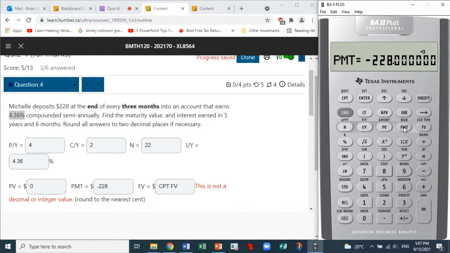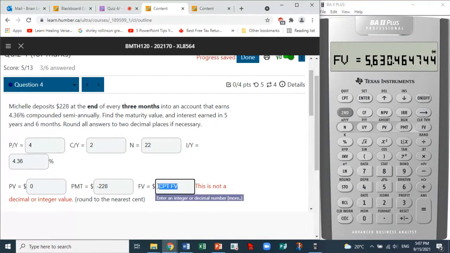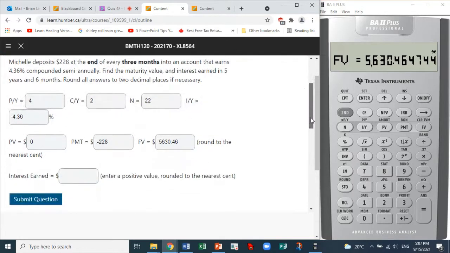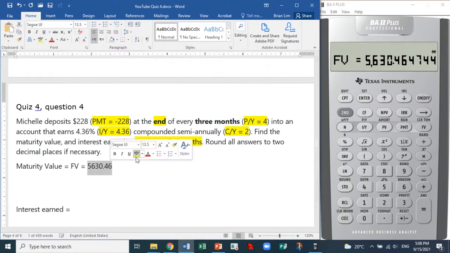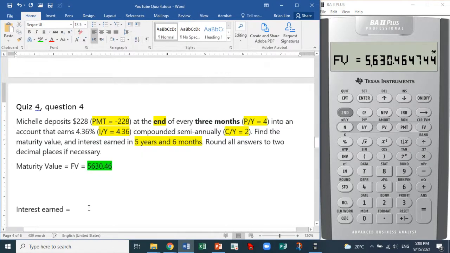We make it negative and we put it in there and we compute the future value, and that turns out to be 5630.46. Okay, and hopefully we are correct. Now, the last thing we have to do is the interest earned. So let's go back to our Word document, and that is equal to, let's put a number in, 5630.46. And for good measure, we can highlight it in green because we got the answer.